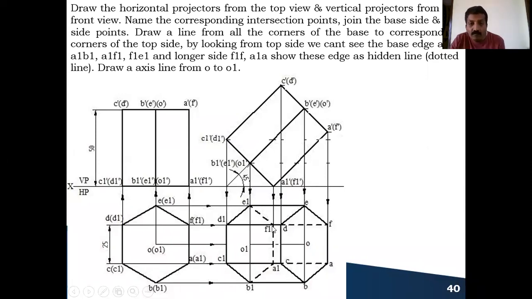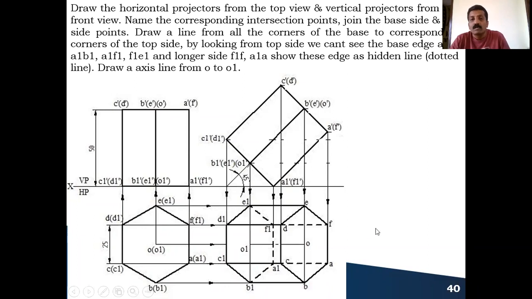But F1 to D and A1 to C, a visible edge is already there. That's why I cannot represent the visible edge here. D1 to F and C1 to A, I can show as hidden edges. And the axis line as usual, O1 to O, you can show as the axis line representation. So this is how you have to complete the top view.